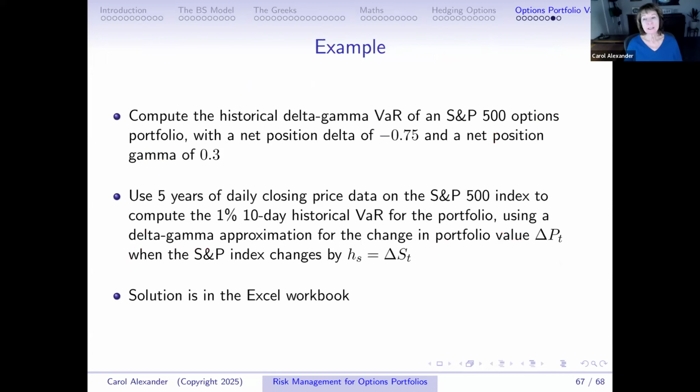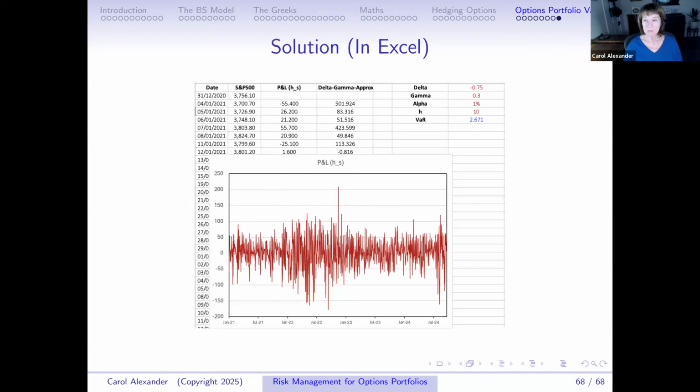So for example, you've got an S&P 500 options portfolio with a net position delta of minus 0.75 and a net position gamma of 0.3. Use 5 years of daily closing price data on the underlying to compute the 1% 10-day historical VaR using a delta gamma approximation for the changes in the portfolio value when the S&P index changes by HS, which is your delta S. There's no changes in implied volatility, just using the S as a risk factor. Solutions in the Excel workbook, which we'll then finish with now.